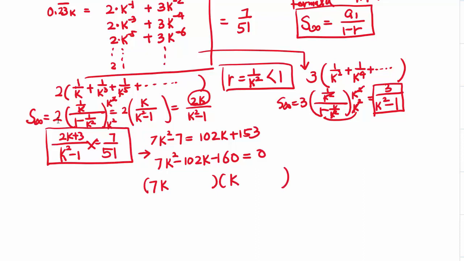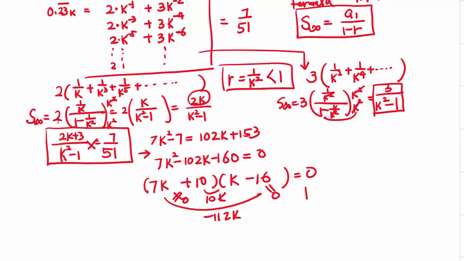Only one way, right? In this case, to make 102, 16 over here plus 10, okay? This is about 10k, this is about minus 11k, 112k, right? So their sum is negative 102k, okay? But 7k plus 10 cannot be 0, so this one should be 0, so k equals 16.